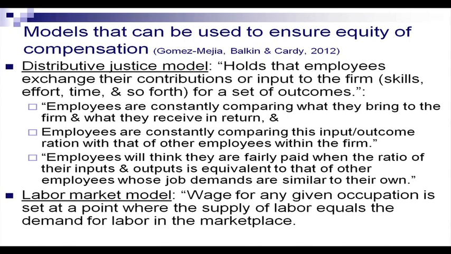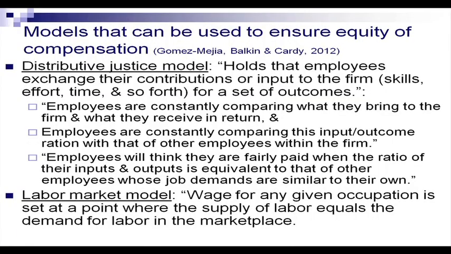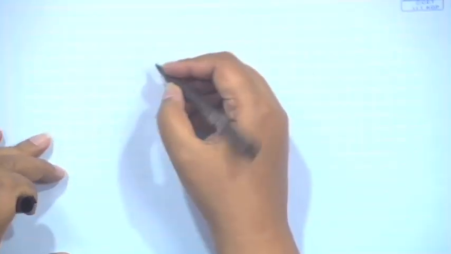Labor market model is where the wage for any given occupation is set at a point where the supply of labor equals the demand for labor in the marketplace. So, in economics you have the demand and supply curve. Let me just draw this for you. Maybe these people can focus the camera on what I am drawing.